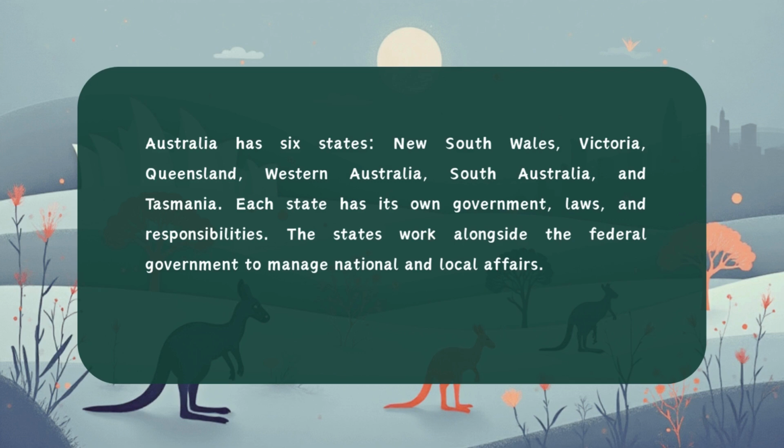Each state has its own government, laws, and responsibilities. The states work alongside the federal government to manage national and local affairs.